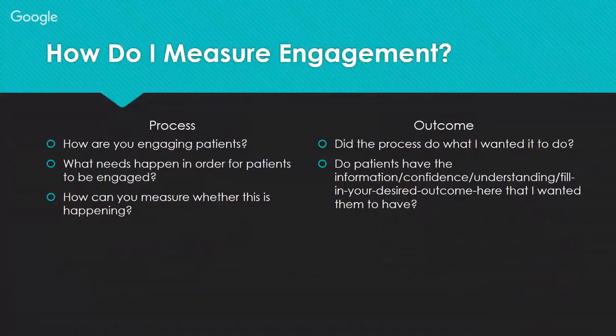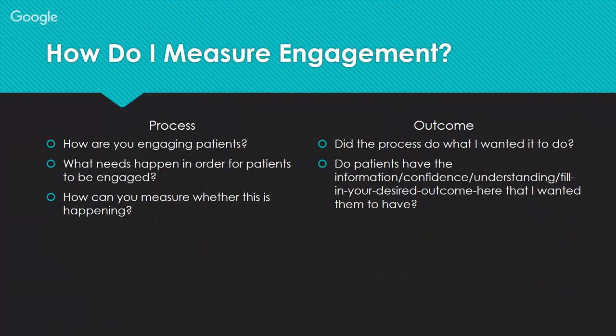So how do I measure engagement? Because remember I said you're going to measure not only the process, but also the outcome. So you'll have developed a process for how you are engaging patients, and you want to make sure that that process is working. You want to make sure that patients actually receive the form or that they actually participate. So you want to ask yourself, what needs to happen in order for patients to be engaged? And then how can you measure whether or not this is happening?